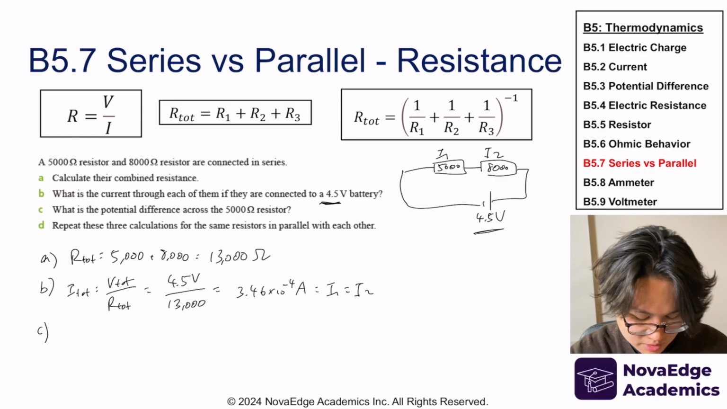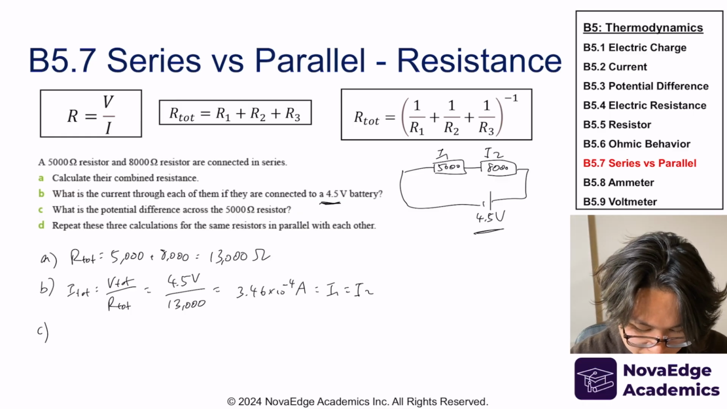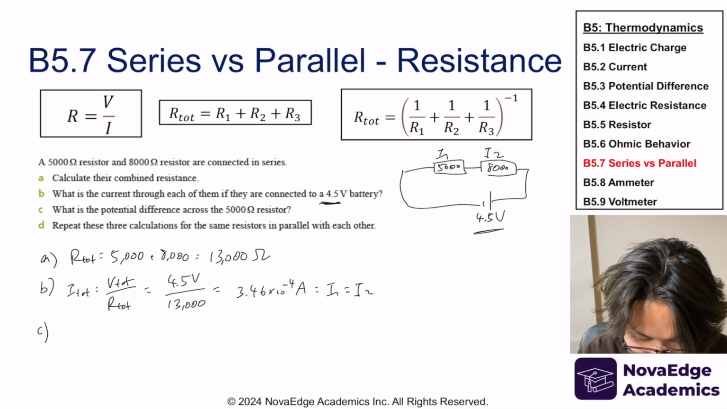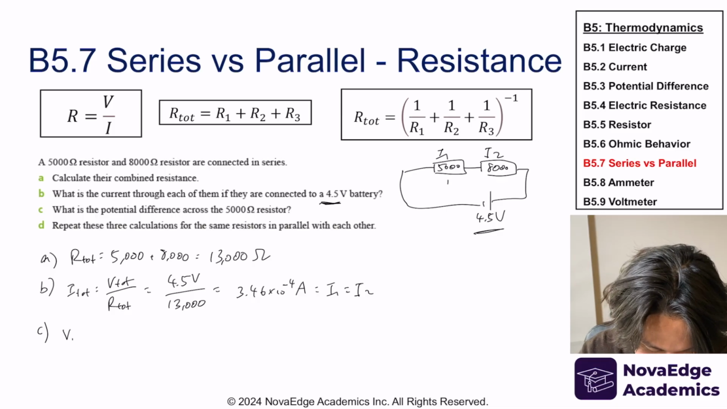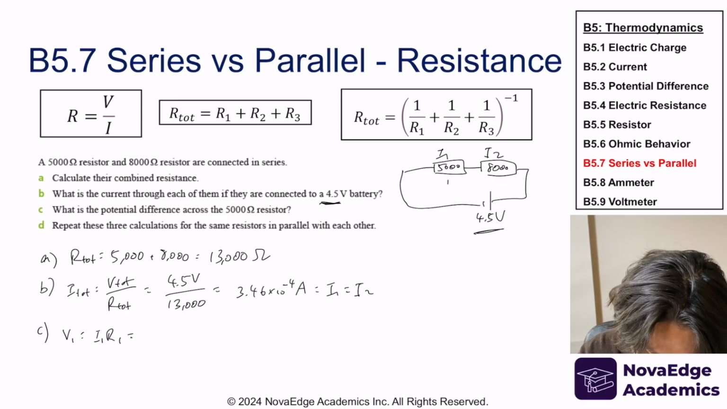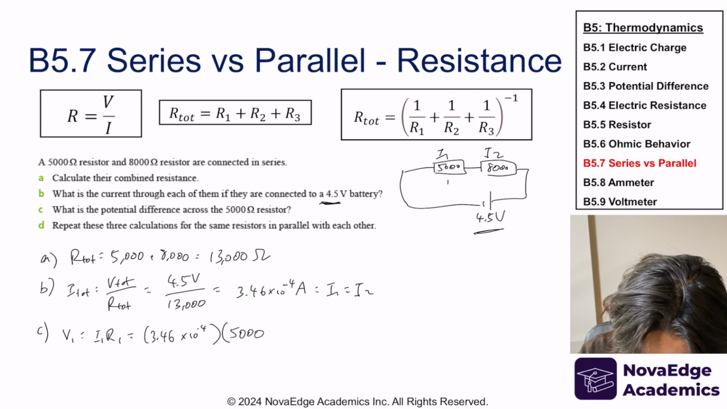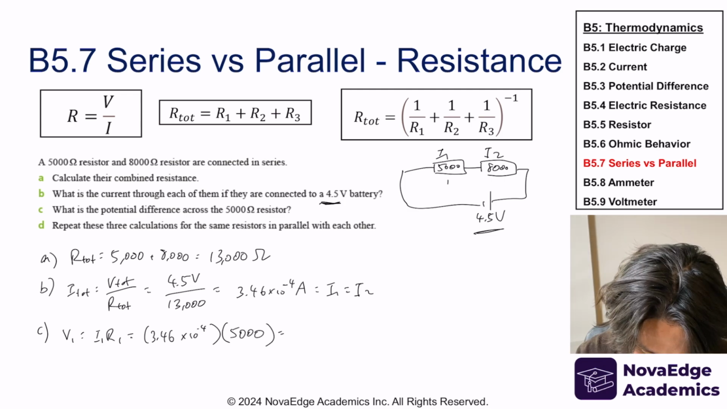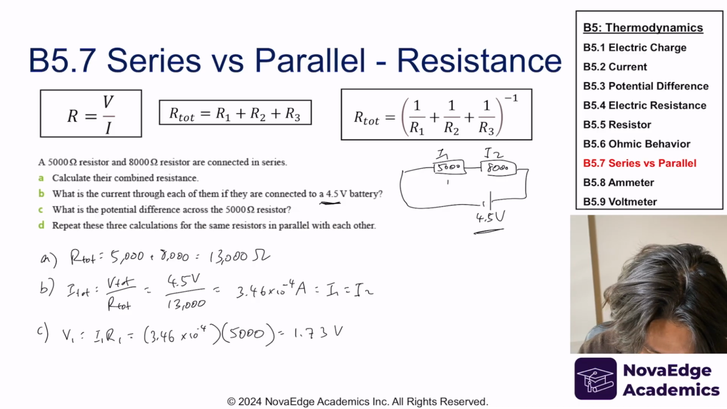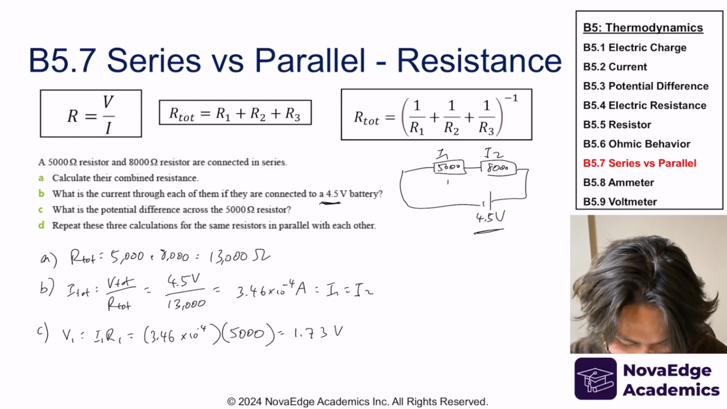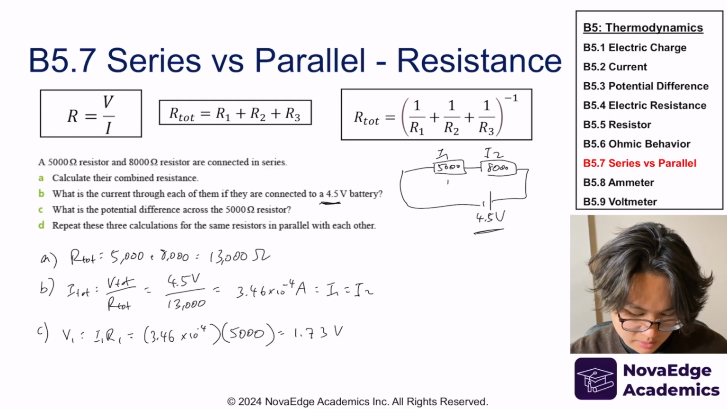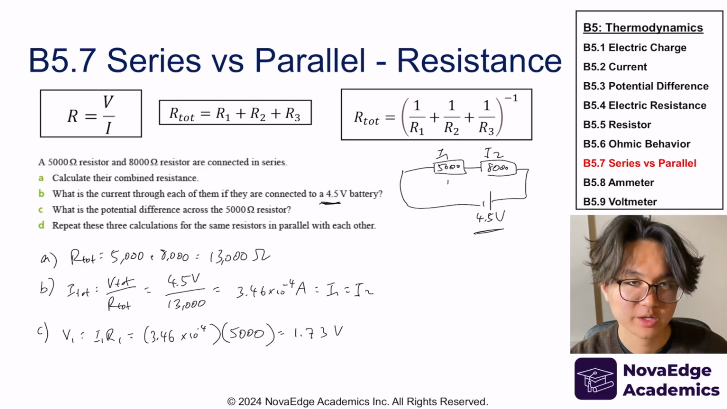All right, so part C, what is the potential difference across the 5,000 ohm resistor? So let me call this 1, right? So V1 is equal to I1 times R1. So current is this, and times that by resistance, and I get 1.73 volts. Okay, and repeat these three calculations for the same resistors in parallel with each other. Okay, so I'm gonna erase this and let's try that in parallel.